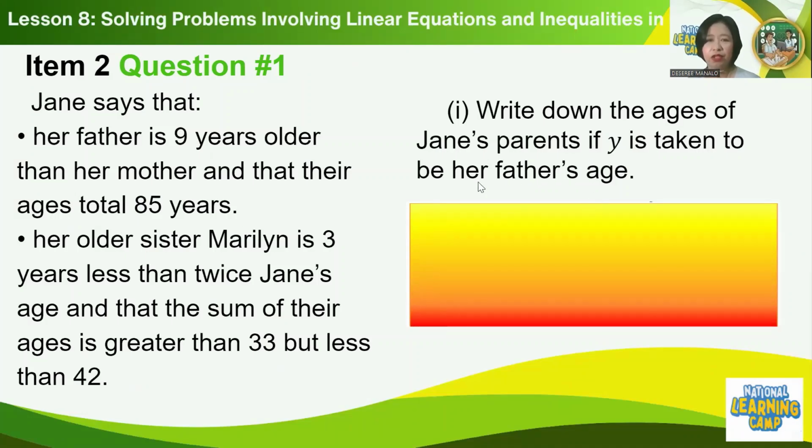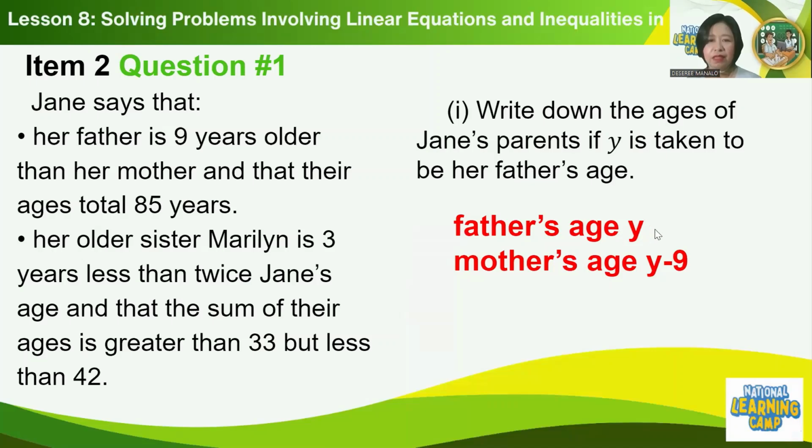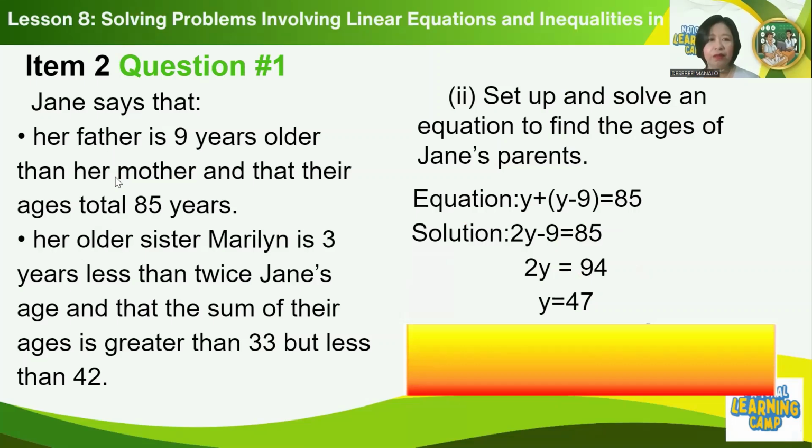So the representation of father's age is y. For mother's age, it is y minus 9, since it is said that the father is 9 years older than her mother. Question number 1, part 2: set up and solve an equation to find the ages of Jane's parents.